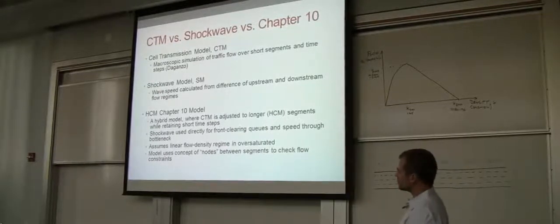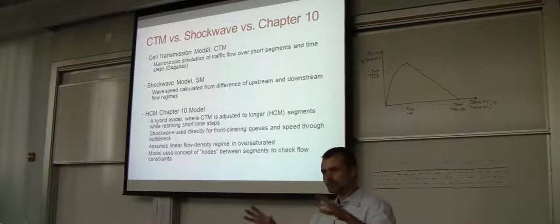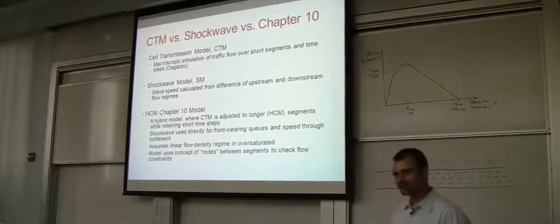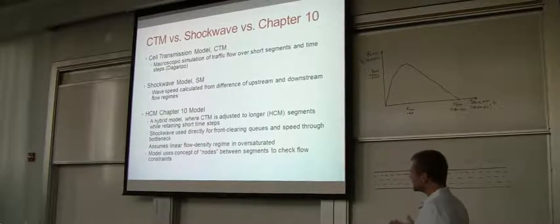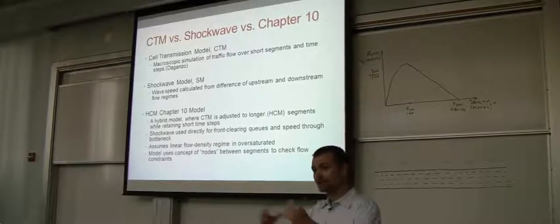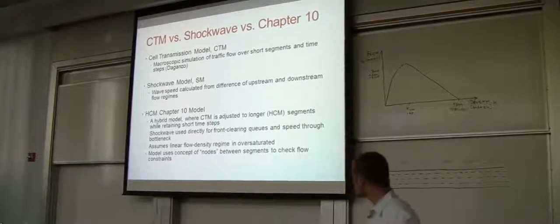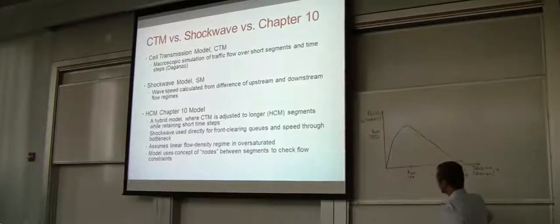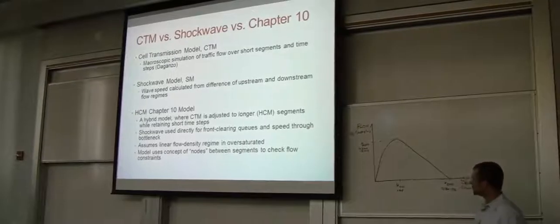How is this different from shockwave, which we all probably went through at some point in some entry-level graduate class or something like that? It's very different in the sense that a shockwave is just an analytical estimate, if you will, of what the congestion regime is. And so we can't talk about freeways without having at least some speed flow or flow density regime.